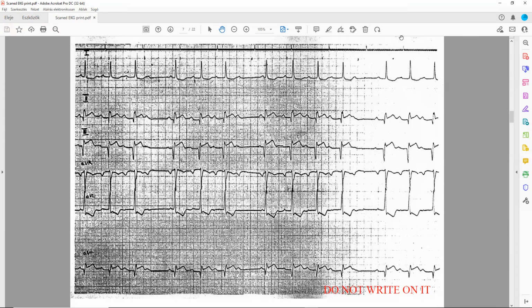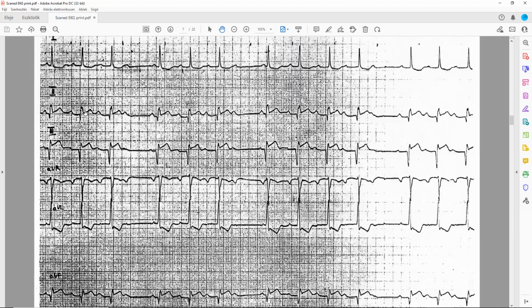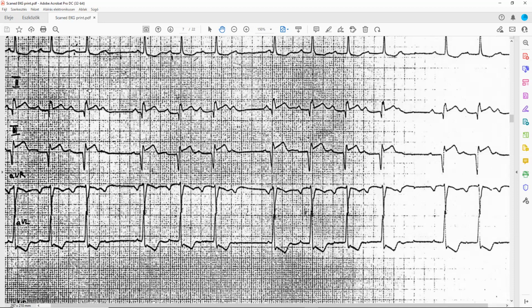No. The heart rate is maybe 72. Is this rhythmic? Are you sure that is rhythmic? Look at here, QRS, and here, this distance is much bigger than this distance. So it's not rhythmic. Oh, okay, so it's not rhythmic.